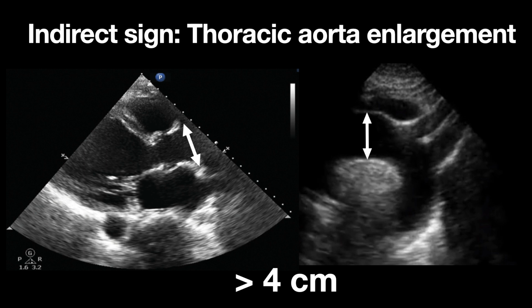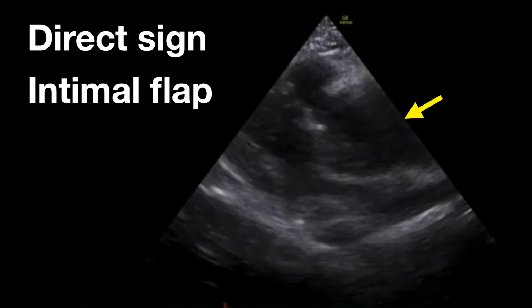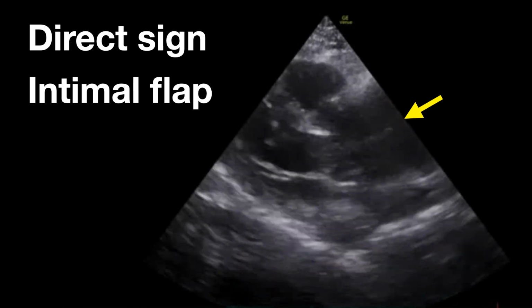One of the most important indirect signs of aortic dissection is thoracic aorta enlargement to more than 4 cm diameter, measured from leading edge to leading edge at the largest visible portion of the aorta. The direct sign of aortic dissection is intimal flap.